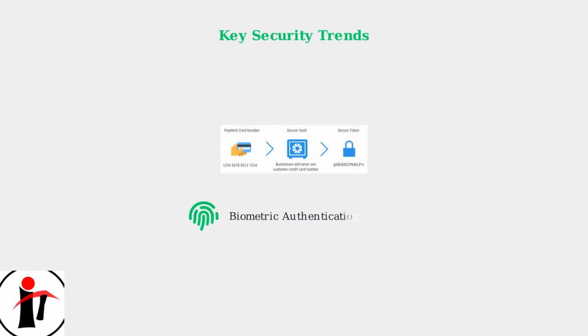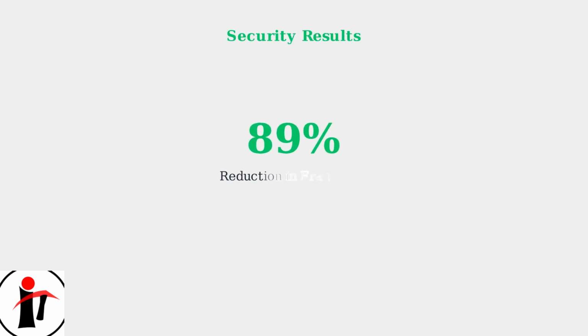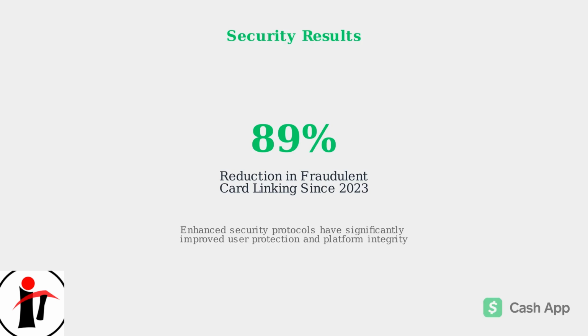Financial technology analyst Sarah Chen notes that Cash App balances user-friendliness with robust fraud protection. Key security trends include biometric authentication, real-time fraud detection using artificial intelligence, and tokenization to protect card data from unauthorized access. Since 2023, Cash App has achieved an impressive 89% reduction in fraudulent card linking attempts due to these security improvements, demonstrating the effectiveness of their enhanced protection measures.